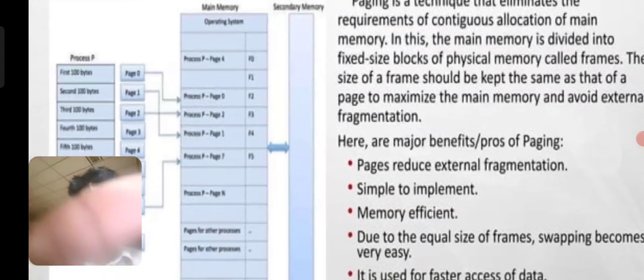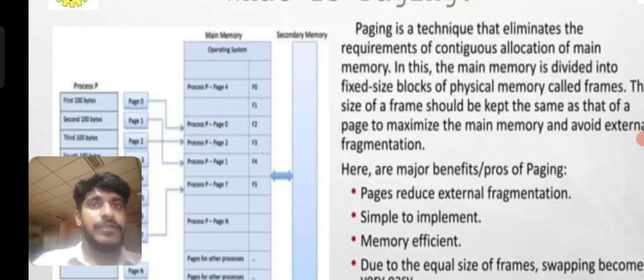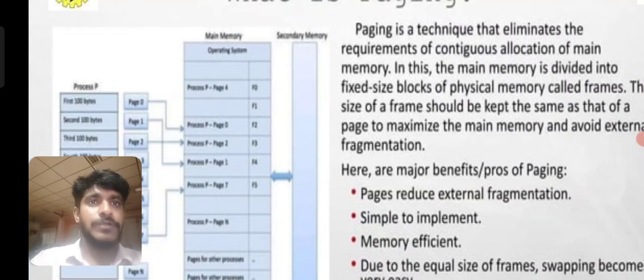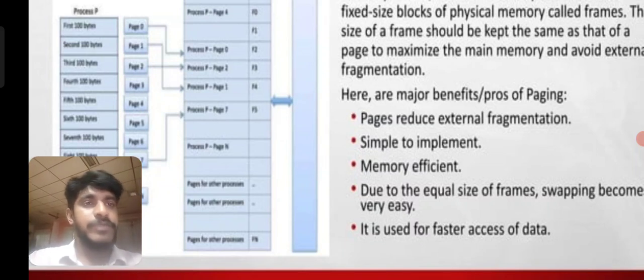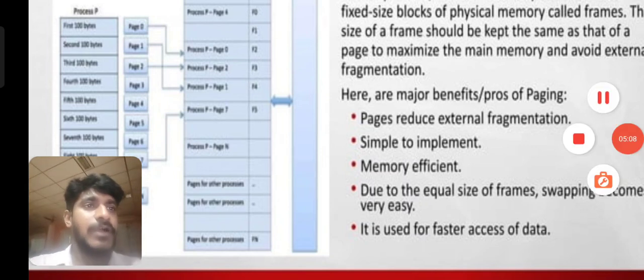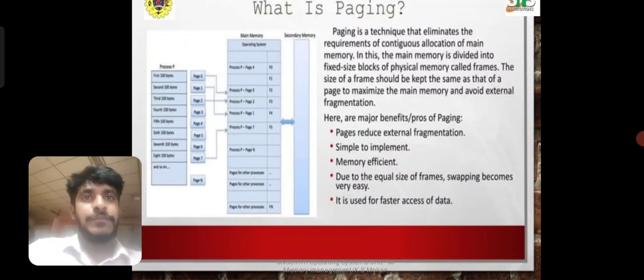In this picture we can see how process P1 in main memory and process P2 in secondary memory are connected. The major benefits of paging are that it is simple to implement and memory efficient, along with many other advantages.